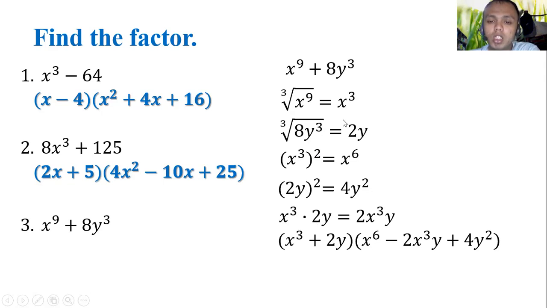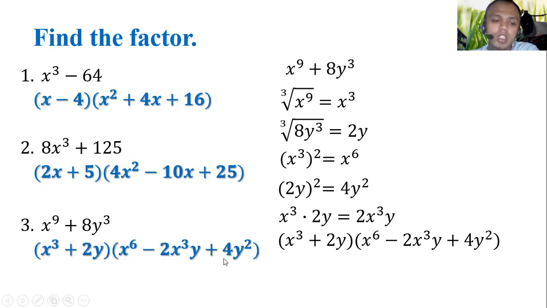Now, enclosing parenthesis, the x cubed, 2y, plus, because the given is plus, enclosing parenthesis. For x raised to 6, this is the first term of the second factor. 4y squared is the last term. 2x cubed y is the second term. Then the sign is plus, followed by minus, then plus again. Okay, this will be its factor.